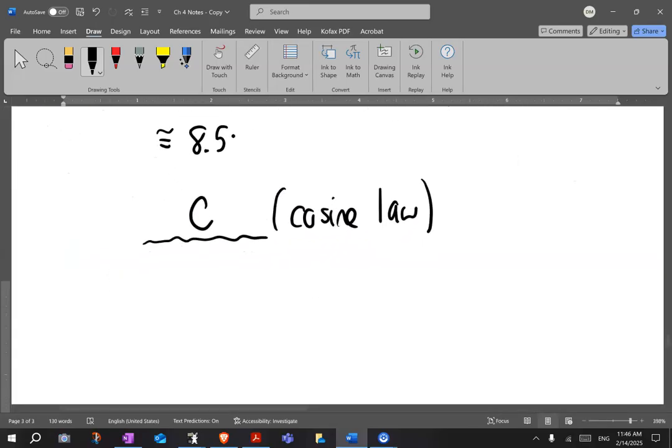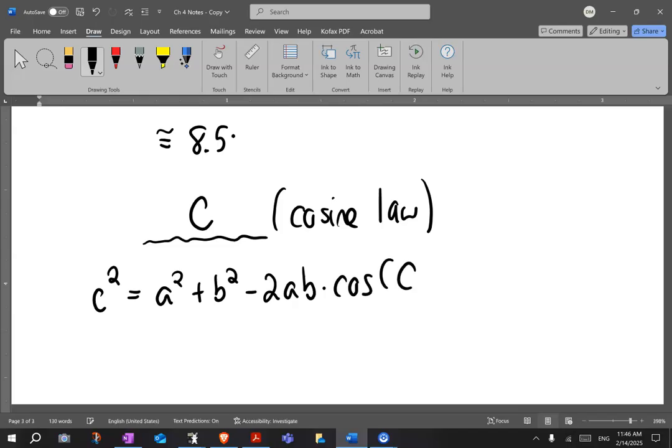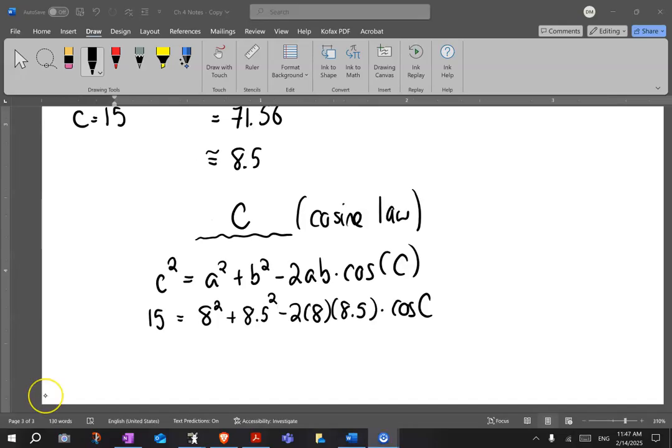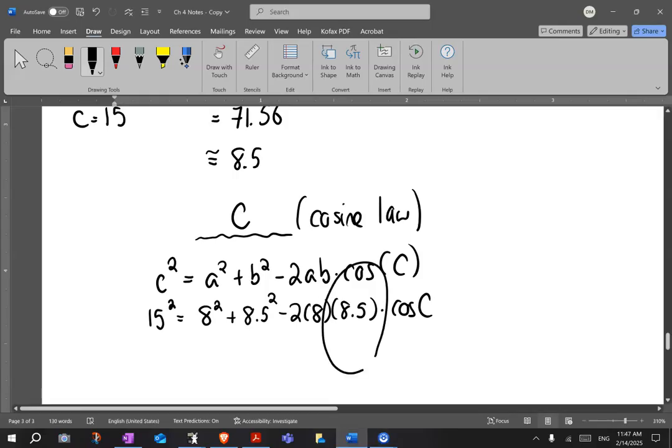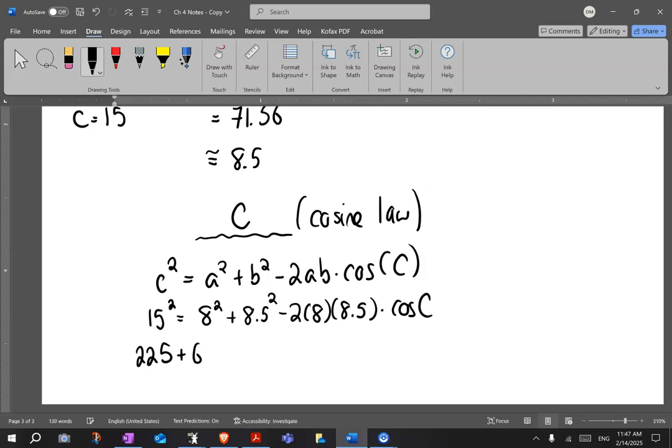So because I'm finding C, I'm going to start with the lowercase c squared equals a squared plus b squared minus 2ab times cos of c. And I've got to fill all this stuff in, so I'm going to pause here and fill it in. So there we go. I've got a square, 15 squared. Now, because I'm using a rounded number, this is going to be a little bit off, and I'm okay with that. So I'm going to have 225 equals 64 plus 8.5 squared.